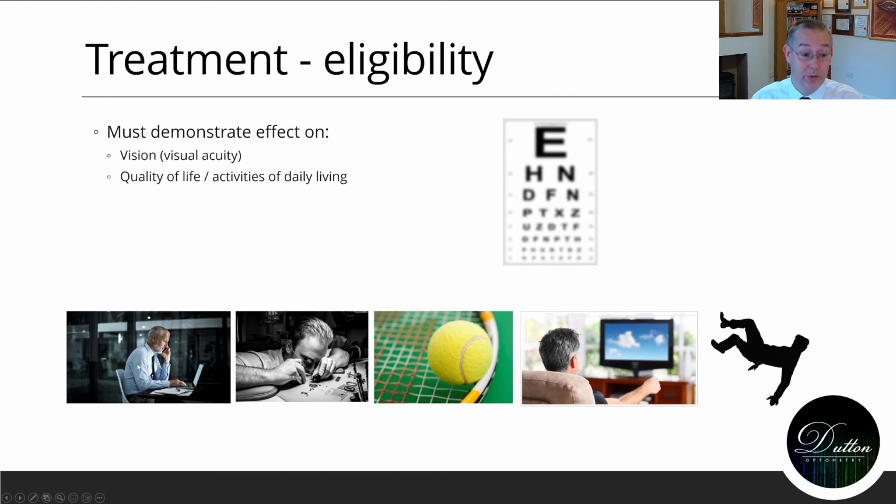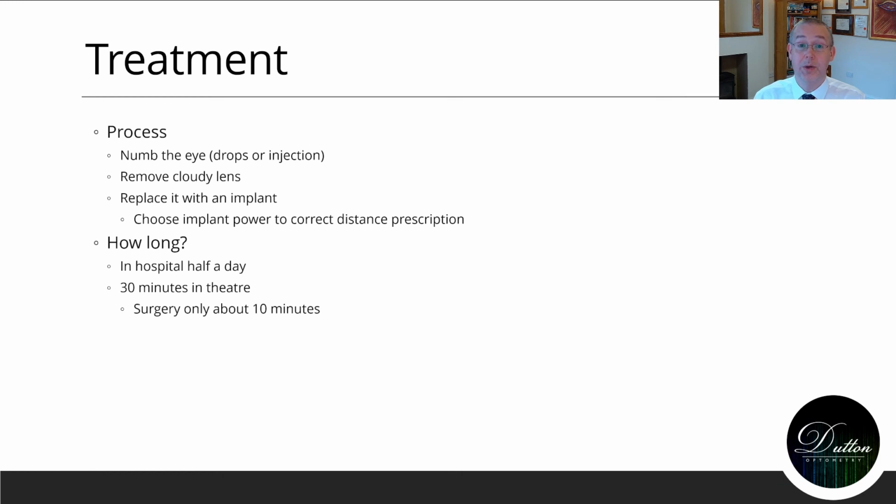So this could include your ability to work, particularly if you do very fine work such as a watchmaker. Is it affecting your ability to do sports or hobbies, watch television, or is it putting you at an increased risk of a fall? All of these various factors help to justify having the surgery funded by the NHS, and your optometrist will talk to you about the local criteria in your area as to whether or not you meet those. So if you're eligible for NHS funded surgery, that doesn't necessarily mean that you're going to put yourself forwards for it. You have to decide when the right time is for you.